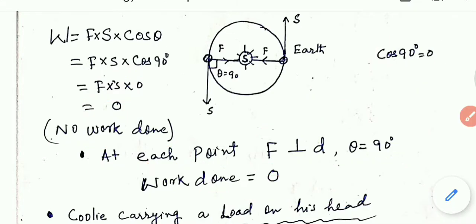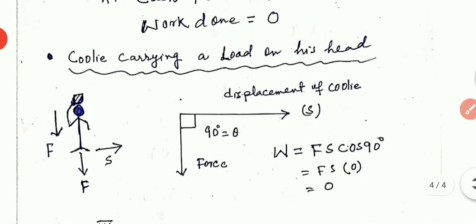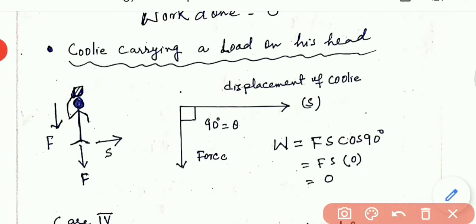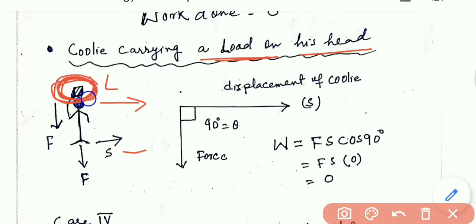Clear? The same example is here. A coolie carrying a load on his head. Okay, coolie carrying a load on his head. Look at this. This is a coolie. Okay, he is carrying a load. This is load carrying and moving in that direction. So the direction of the coolie is in that direction here, and the direction of the force of this load is in that direction.